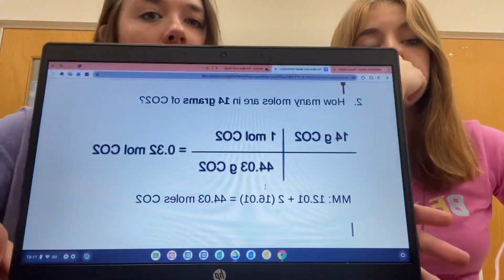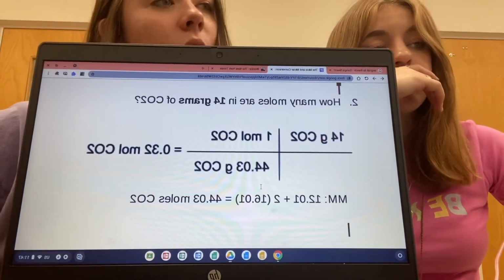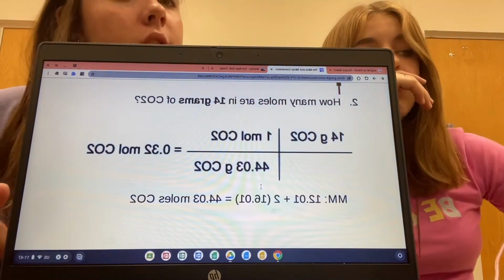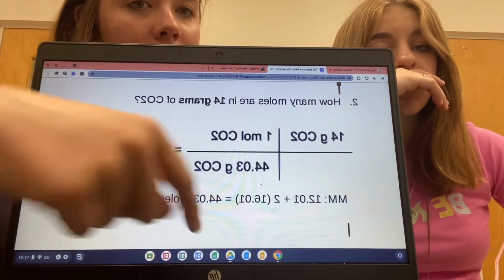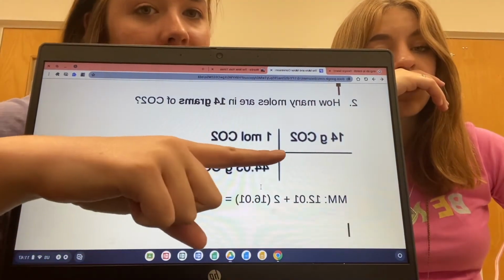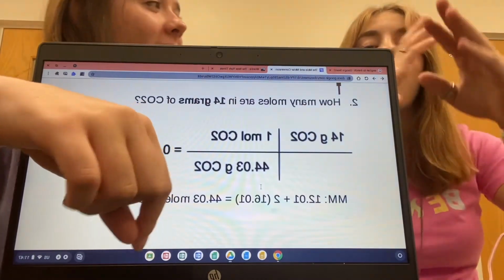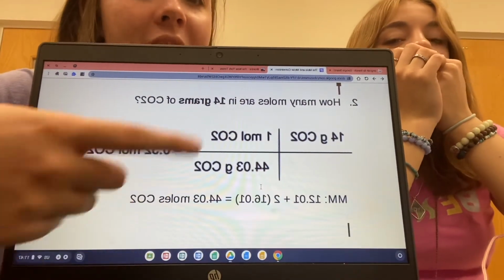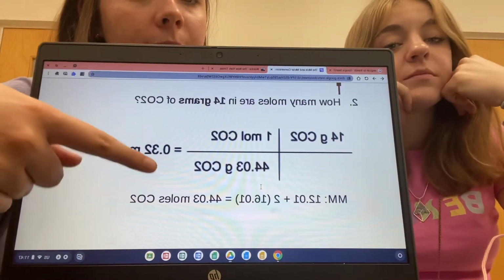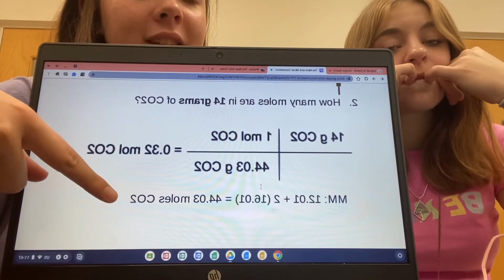Okay, now let's do example number 2. The question is, how many moles are in 14 grams of CO2, which is also carbon dioxide? We're going to take what they give us, which is this 14 grams, and put it first on the dimensional analysis railroad tracks. Because we always have to go to moles, we have to find the molar mass, and it is depicted down here how we do it.